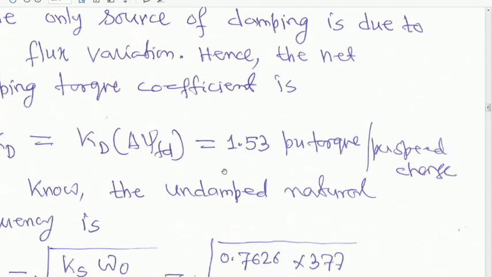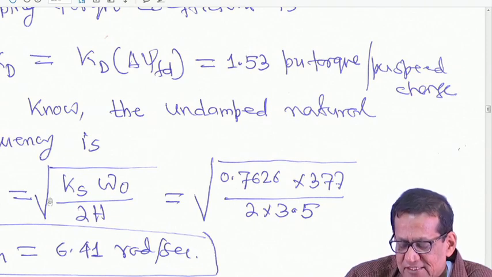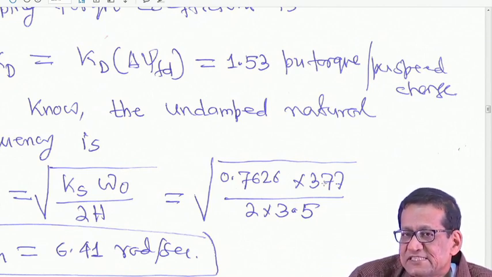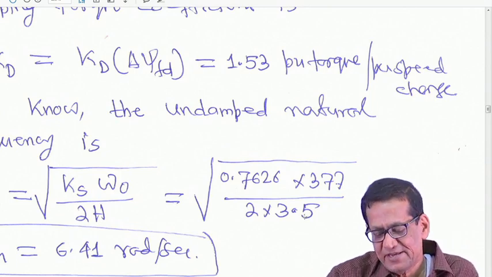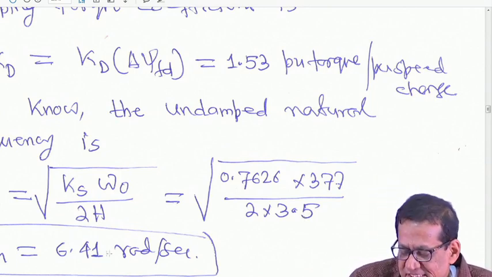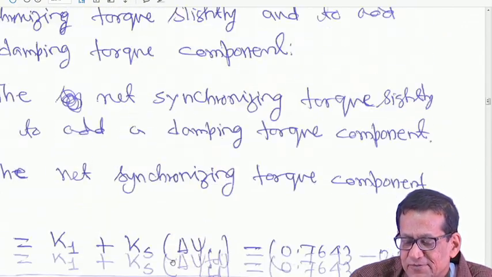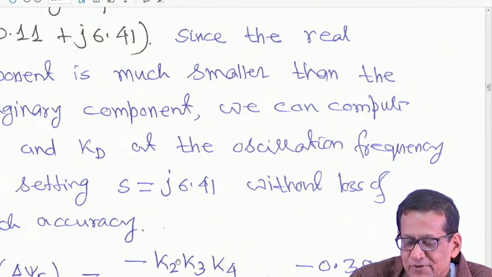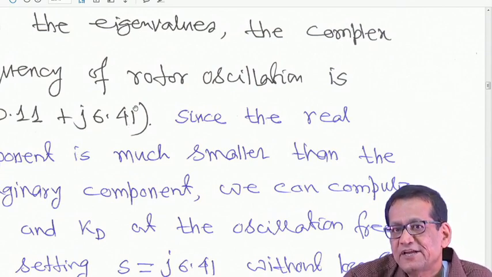Now, we know the undamped natural frequency expression we derived earlier: omega n is equal to root over K s omega 0 upon 2 H. So K s we got as 0.7626, omega 0 is 2 pi f 0 with f 0 equal to 60 Hz, so 377, and 2 into H, which in the data is given as 3.5. So omega n is actually 6.41 radian per second. Here also, if you look into this, it is 6.41.